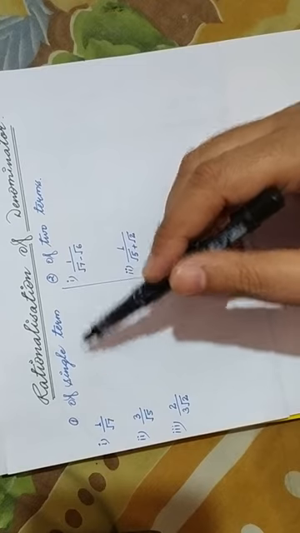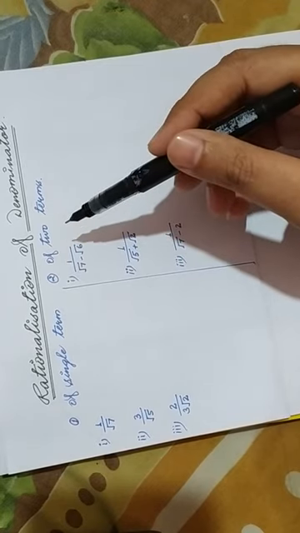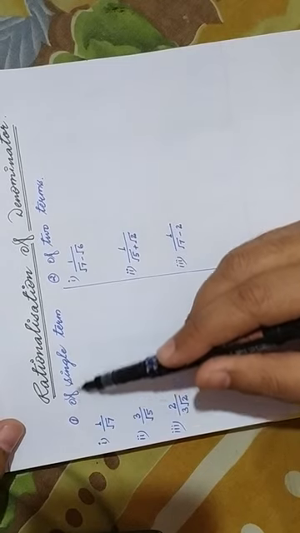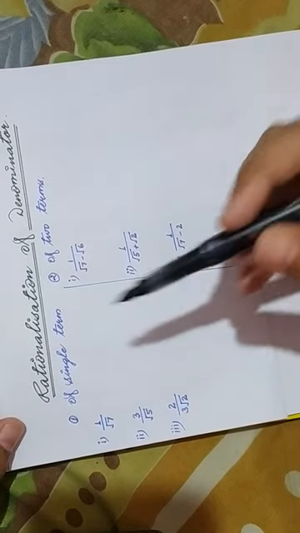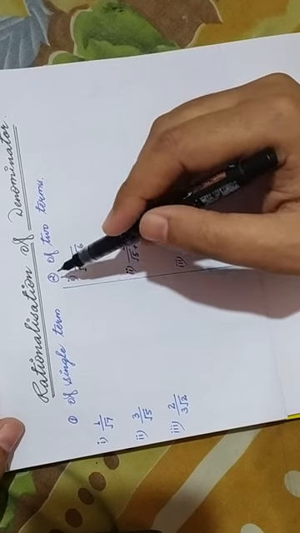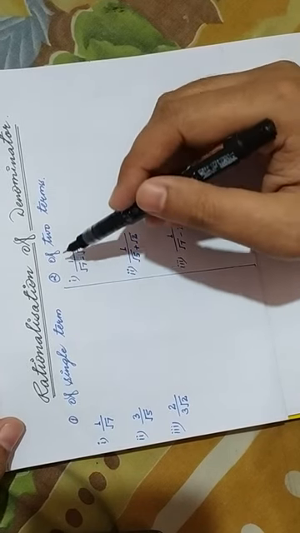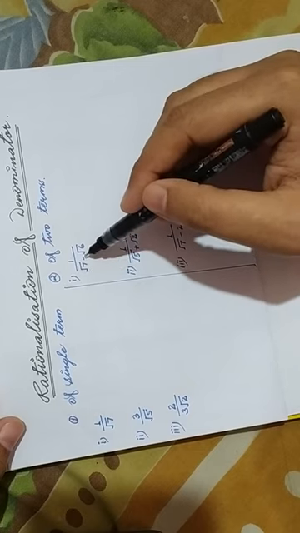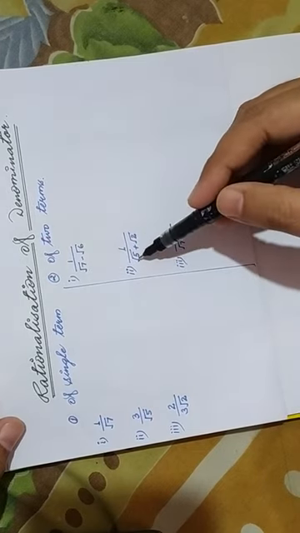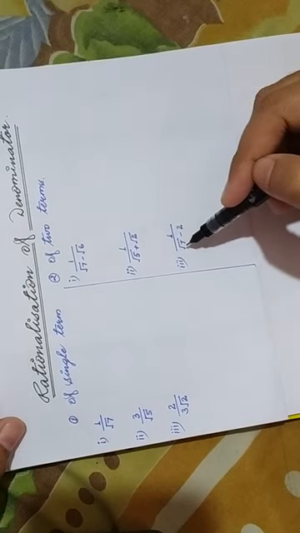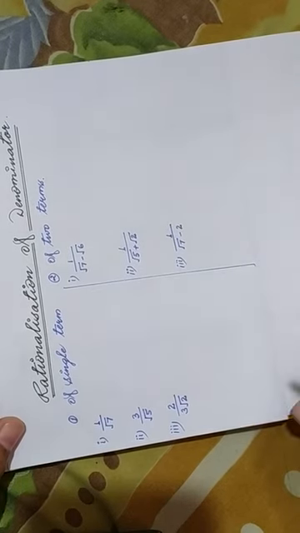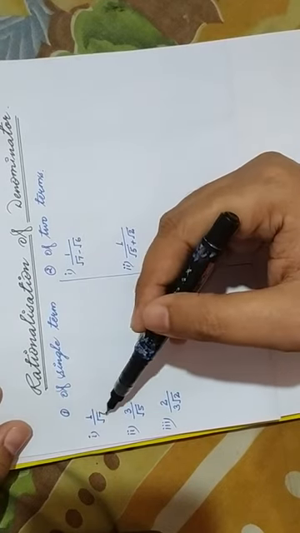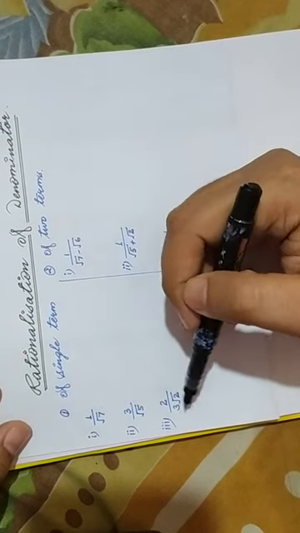There are two types we will study here. The first one, if the denominator is a single term, and second, when the denominator is in two terms. Here two terms are given: root 7 minus root 6, root 5 plus root 2, root 7 minus 2. And in the first three examples, the denominators are a single term.